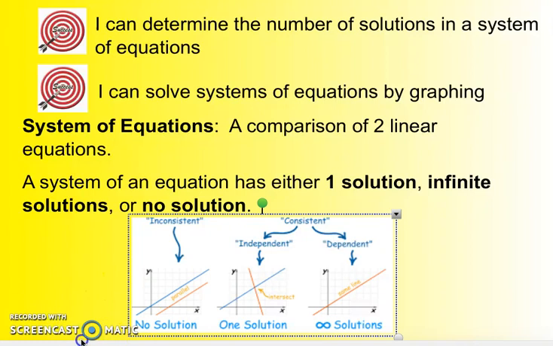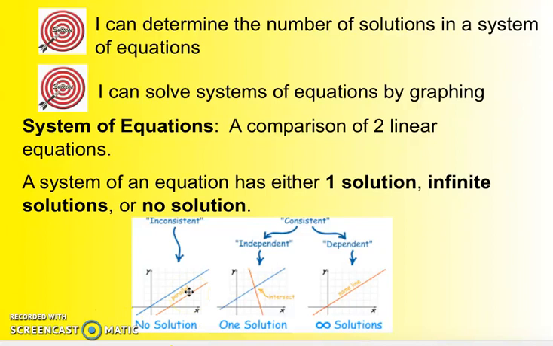No solution means that we have two parallel lines, and these lines will never touch. So we have linear equations that just never touch when we graph them. One solution means that the two lines cross at one point, and an infinite number of solutions means that the lines lie on top of one another because they are the same line. When we talk about no solutions, we say that is an inconsistent system of equations.